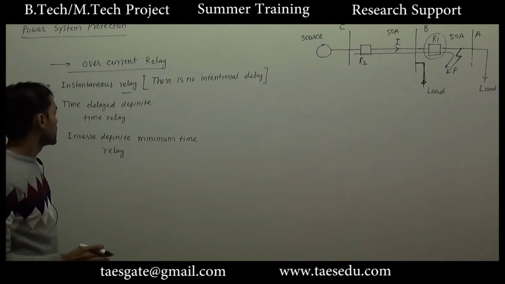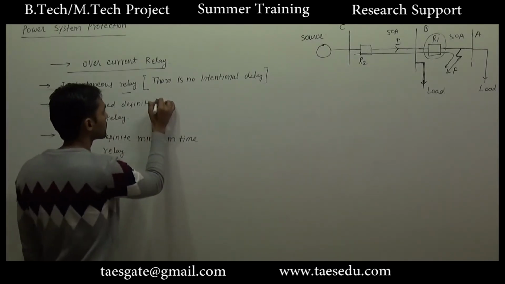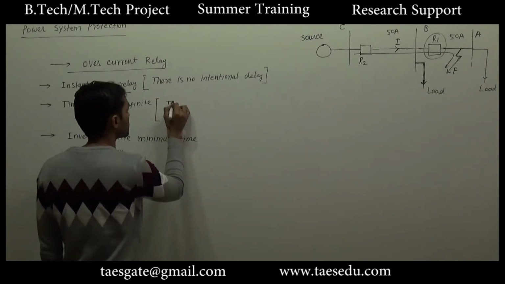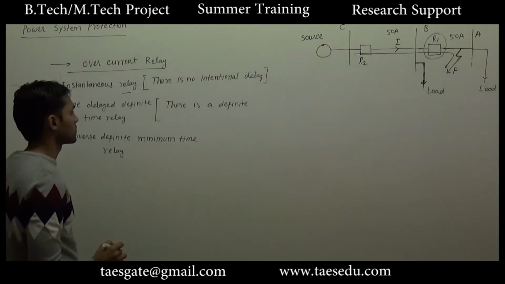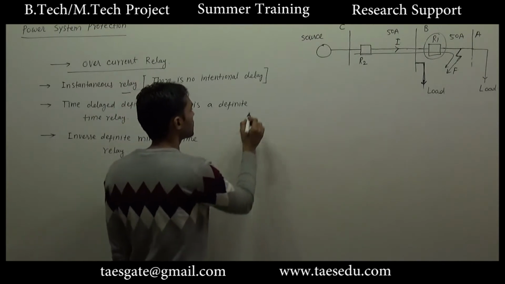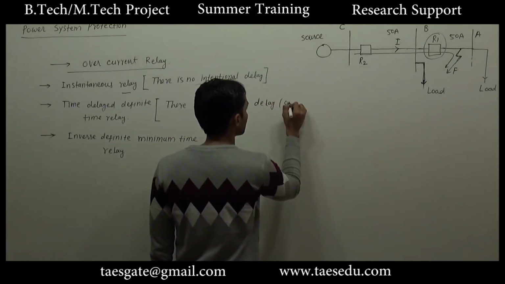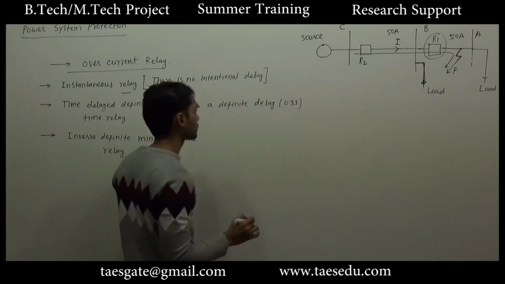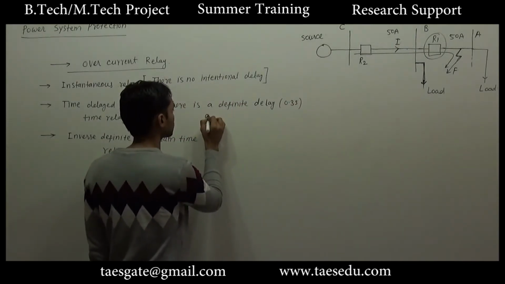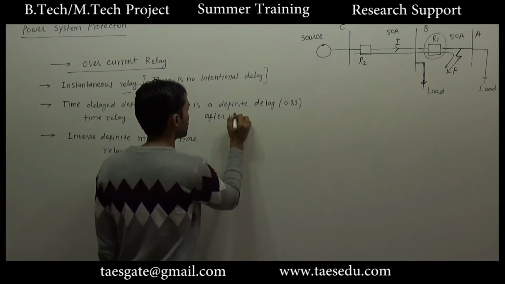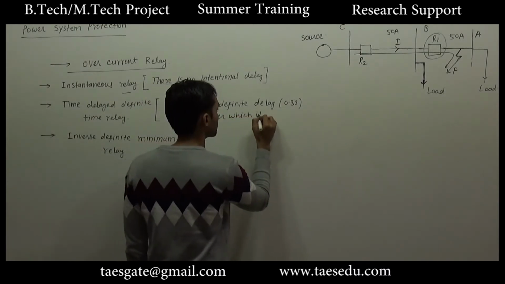In time delayed definite time relay, there is a definite delay, normally of 0.3 second, after which it operates.